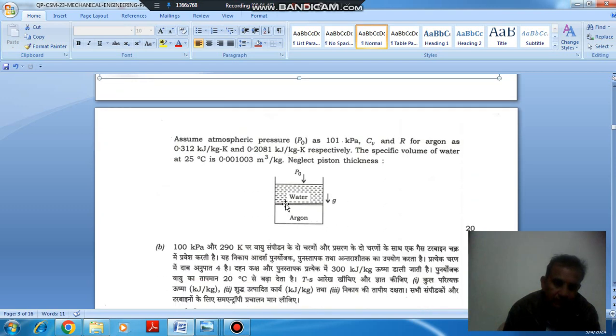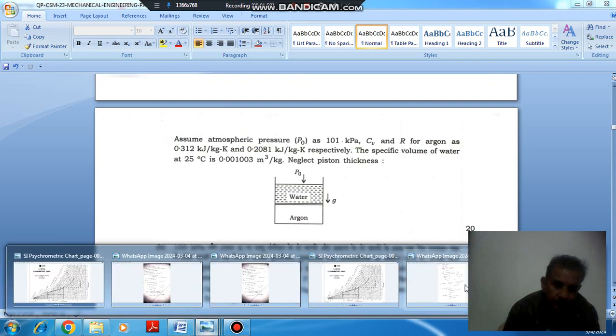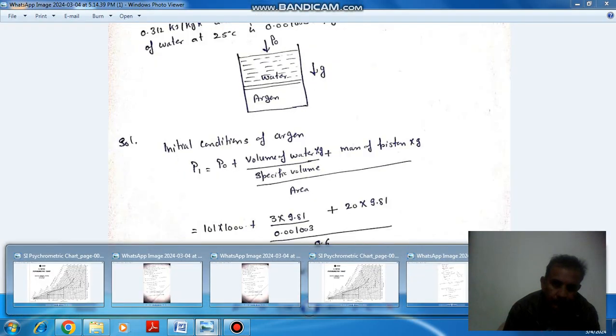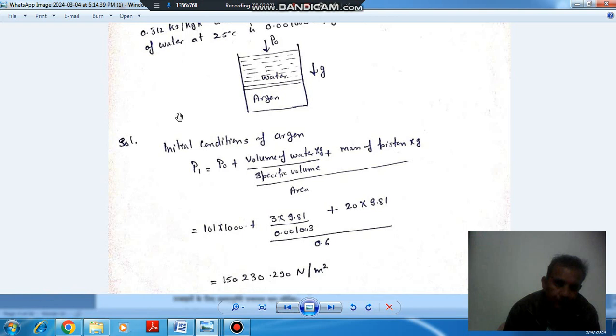Neglect piston thickness. This is the arrangement. This is water. This is argon. Here the pressure is atmospheric and acceleration due to gravity is acting in downward direction. So first of all, we find the initial condition of argon.